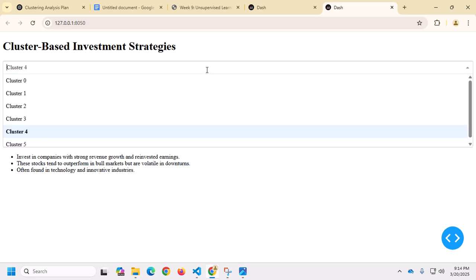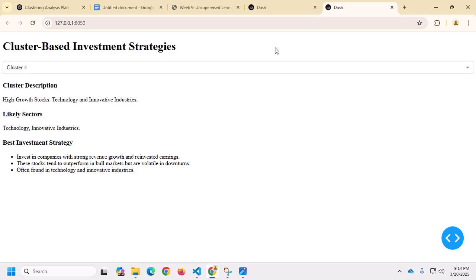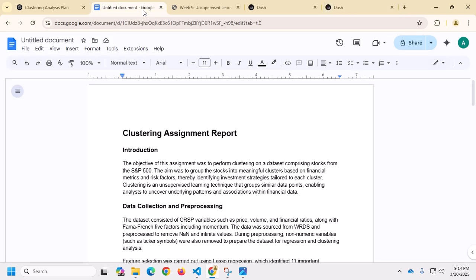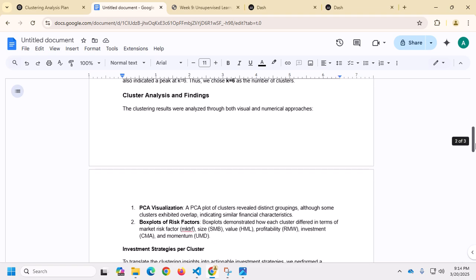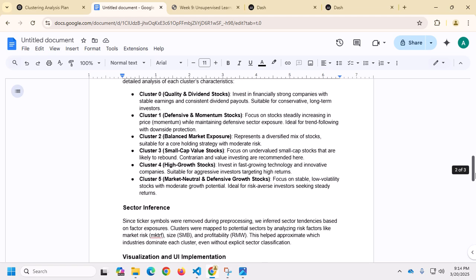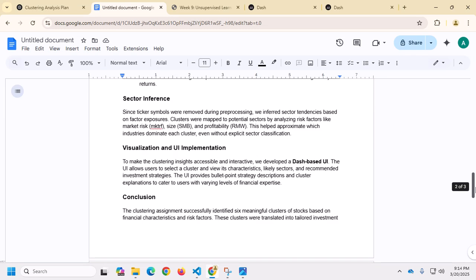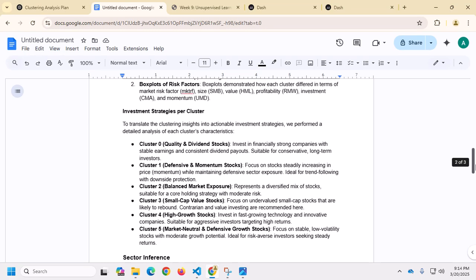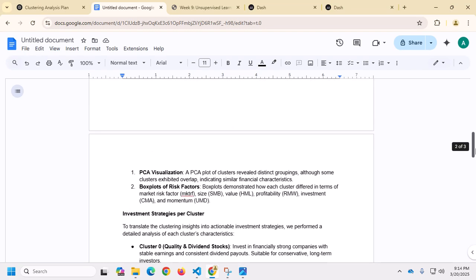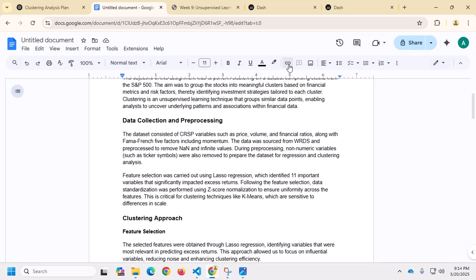So basically, when you run this file, you can choose any one of these clusters and see what these clusters have, like which kind of companies this cluster has, which sectors they correspond to, and the best investment strategy is also included. So that was my assignment. I should also mention I created the entire report, which shows everything that I actually did in completing this assignment. You are welcome to review all of that. So thank you so much. That was my assignment. I hope you like it.